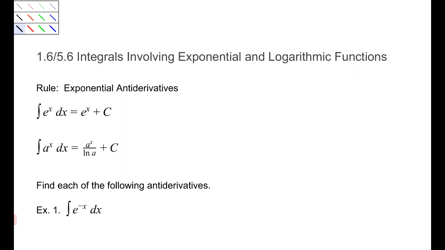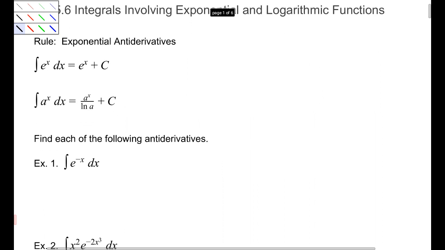All right, so let's just dive into some antiderivatives here. Example 1 is e to the negative x. If it were e to the x, it would be boring. First let's define u to be our exponent, negative x. Well, that means that du is going to be negative dx, negative 1 dx.